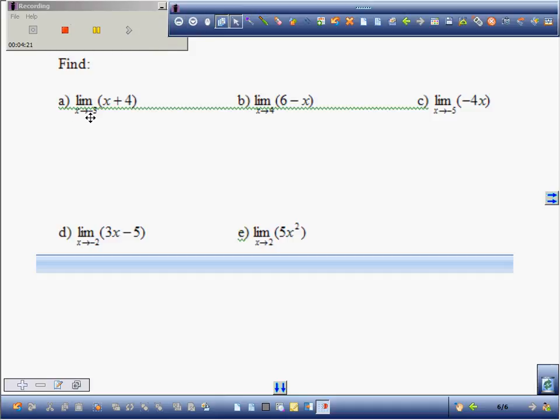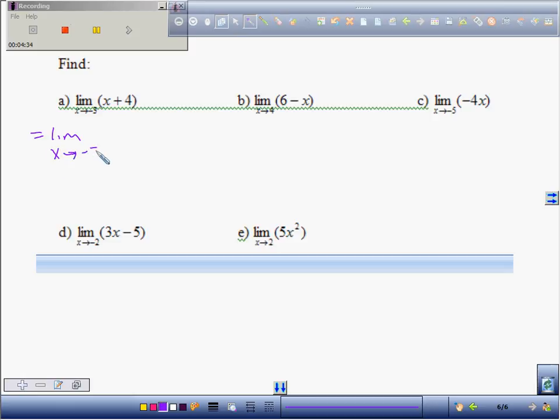Is that a 3 or a negative 3? That's a negative 3. So this limit is equal to the limit as x goes to negative 3 of x plus the limit as x goes to negative 3 of 4. That's what that first property says: I could break this into 2 separate limits, and then I can plug in negative 3 in there, and I get out what? Negative 3. And what's the limit of 4 as x goes to negative 3? 4, and I add those together, and I get 1. And that's how you could do that if you wanted to.